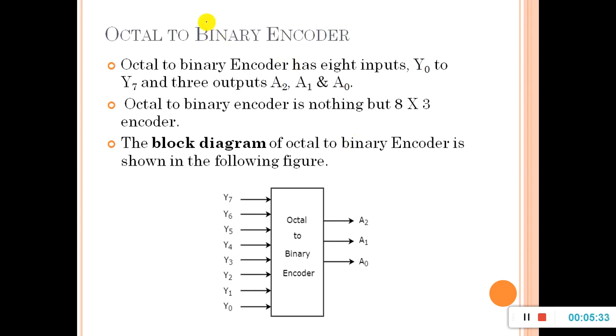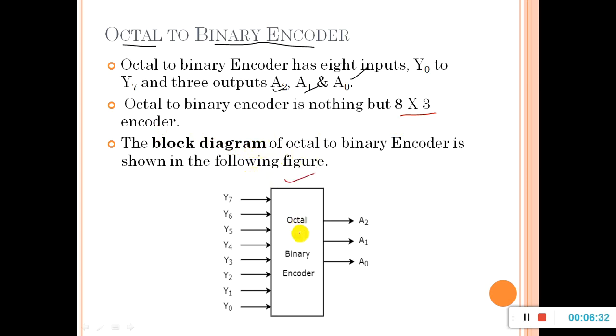Octal to binary encoder. The function of an encoder is to encode the inputs out of many inputs, so which input will be part of the output is decided by the encoder. Now let's see the other example of an encoder, which is the octal to binary encoder. It has eight inputs because this is octal, Y0 to Y7, and three outputs, A0, A1, and A2. So it is nothing but an 8:3 encoder. The block diagram of the octal to binary encoder is shown here.